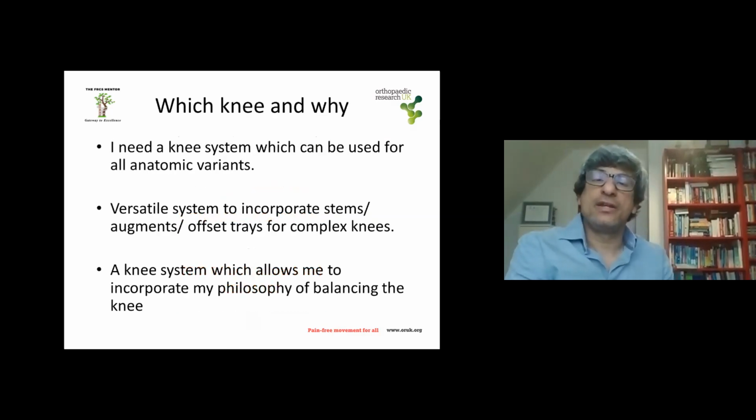So just say I need a knee system which can be used for all anatomical variants. I need a versatile system which immediately I can jump up if I want to use a stem or an augment for a complex knee. Then say I need a knee system which incorporates my philosophy of balancing. We don't have time to talk about different balancing techniques, but you should know which balancing technique you use. And so you need a knee system which incorporates that.